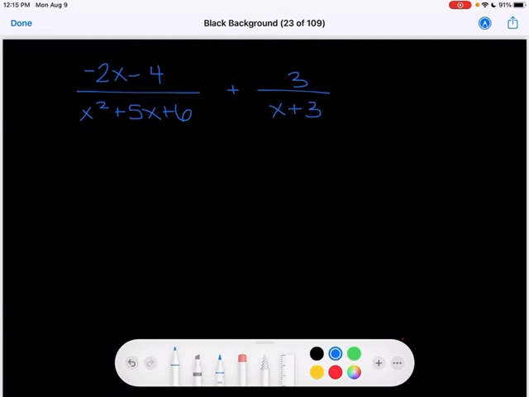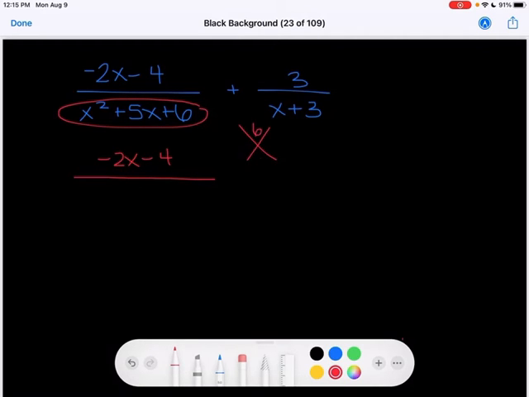All right, our denominators are not the same here, so we cannot add these yet. So we need to get a common denominator. And before we can do that, I need to factor my denominators. So I'm going to rewrite my numerator here, but I'm going to factor my denominator. I'm going to do an asterisk here.